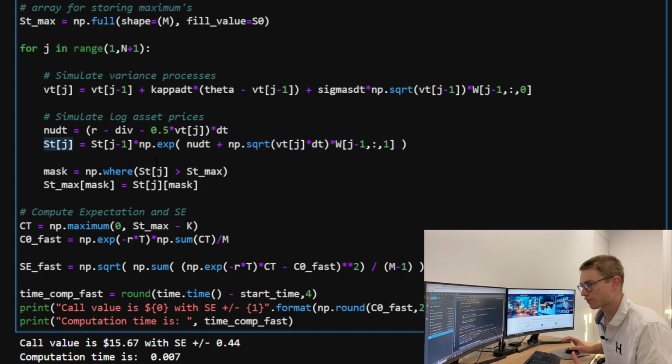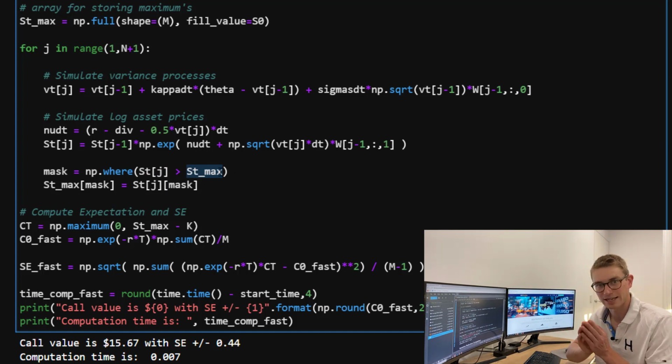Once we've done that, we've got 1000 stock prices at that time, and we need to check across all those 1000 stock prices whether, for each one of those scenarios, it's exceeded our previously observed ST max. If it has exceeded that max along that path, then we just replace only those values where it's exceeded it.